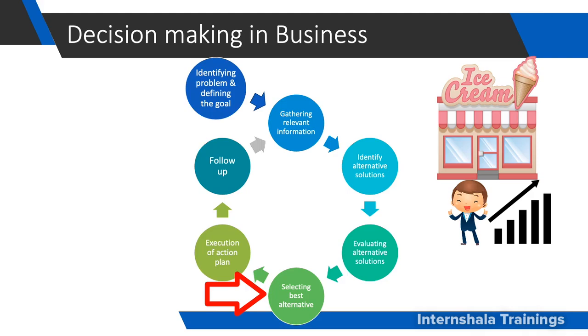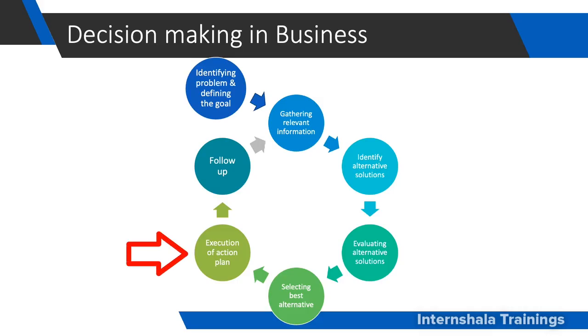Once the solution has been evaluated, the next step is selecting the best alternative. In our example of ice cream, second option of alternative has been selected. Once the problem has been identified and we have gathered relevant information and identified the alternative solution, and we have evaluated these solution to select the best alternative, the next step is execution of action plan, which is implementing this option.